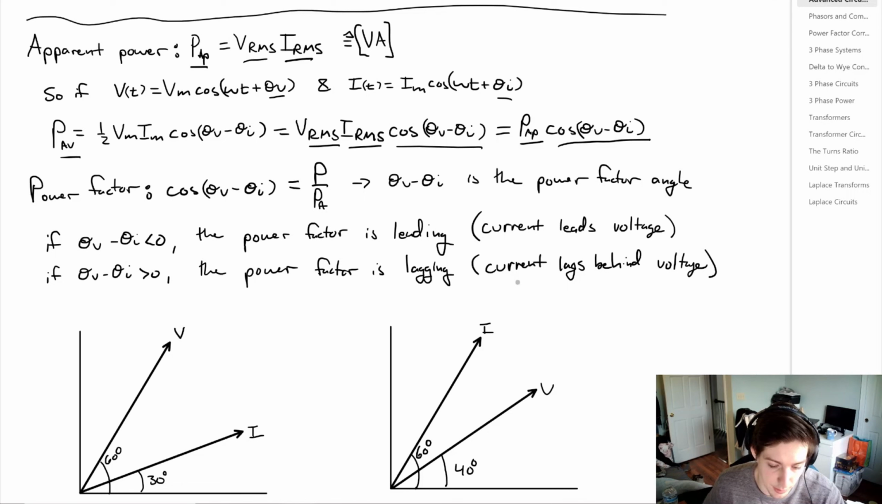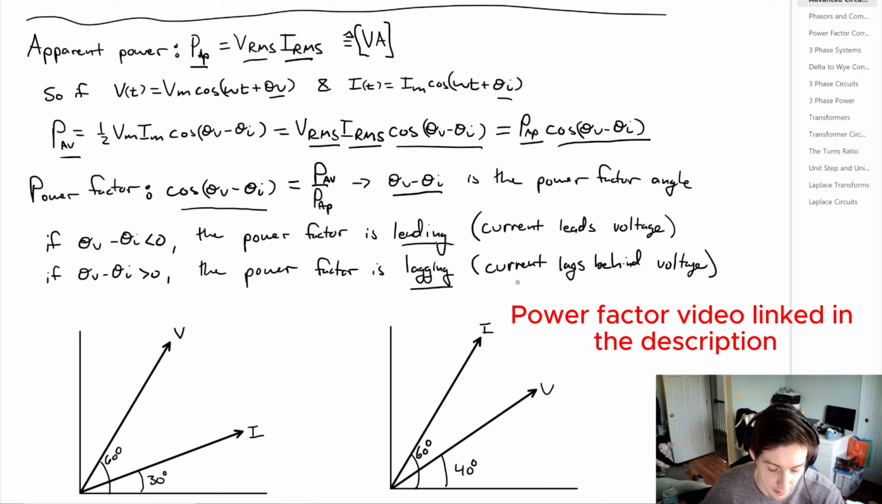That cosine term is what we define as the power factor, which is equal to the average power divided by the apparent power. Inside this cosine term, we have theta V minus theta I, which is the phase difference between the voltage and the current, and this is what we call our power factor angle. If the difference between them is negative, we say that the power factor is leading, which means the current leads the voltage. If it's greater than 0, the power factor is lagging, and the current lags the voltage.